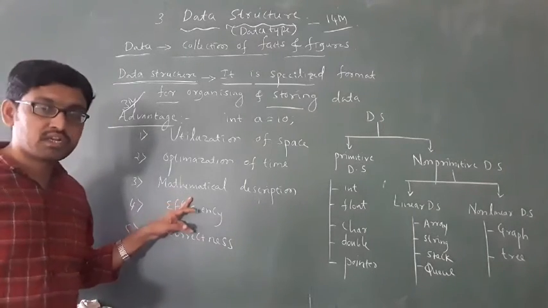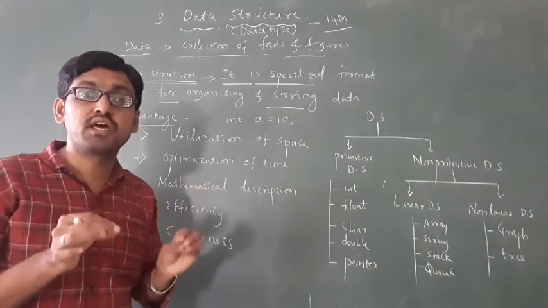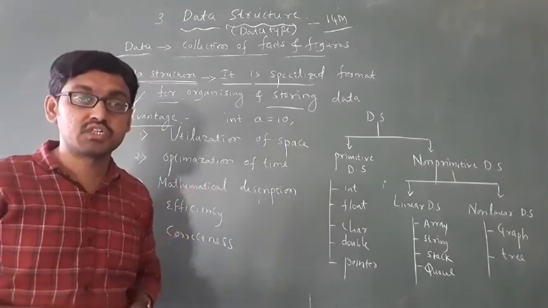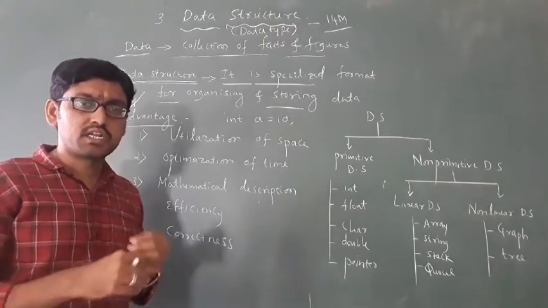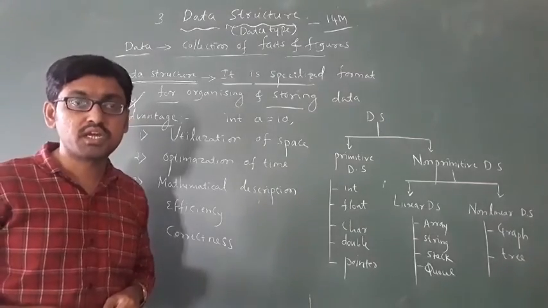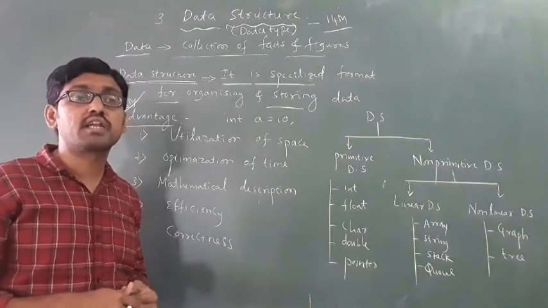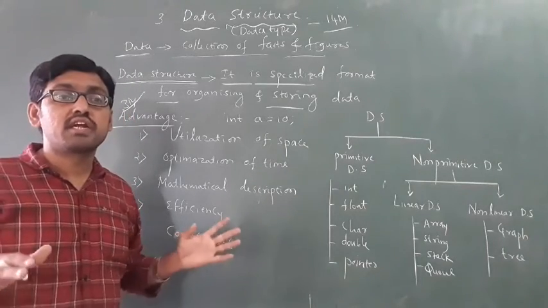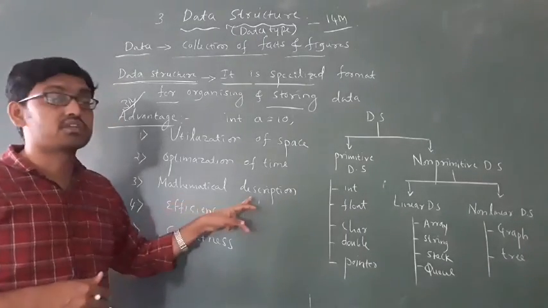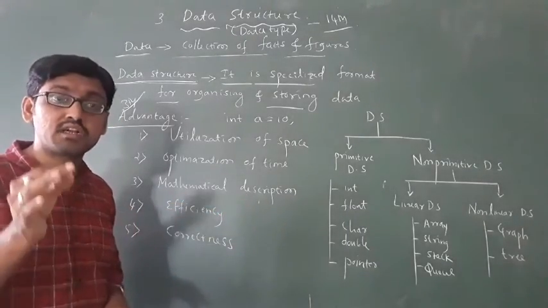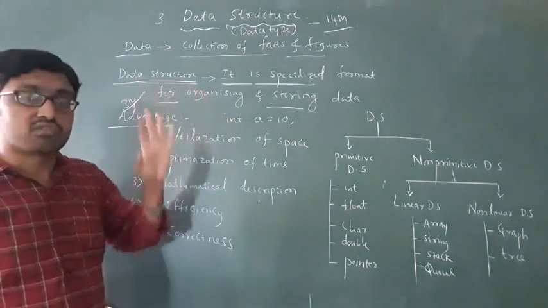Then the third advantage, mathematical description. Easily you can write formulas in the program by using a data structure. Already you are writing formulas in your programs. How is it possible? Because of the data structure. Without a data structure, without declaring a variable, you cannot write any formula. Definitely you get errors. This is mathematical description. If you want to write mathematical formulas, you must have a data structure.